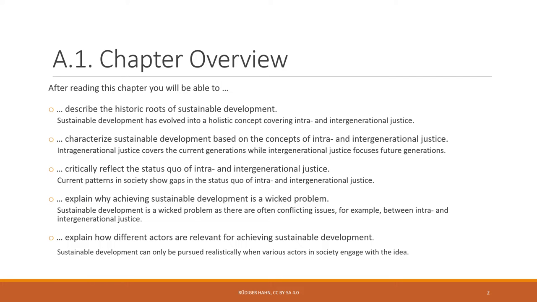So the idea is that after reading this chapter, you will be able to do a couple of things. You will be able to describe the historic roots of the concept of sustainable development. So explain where it comes from. You will learn that sustainable development has evolved into a rather holistic concept covering different aspects of justice within our own generation and for the next generation, but it was more narrow in the beginning.